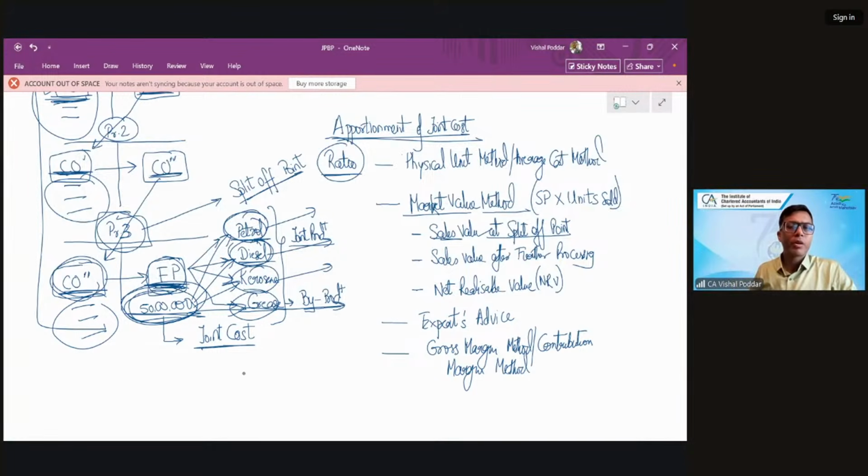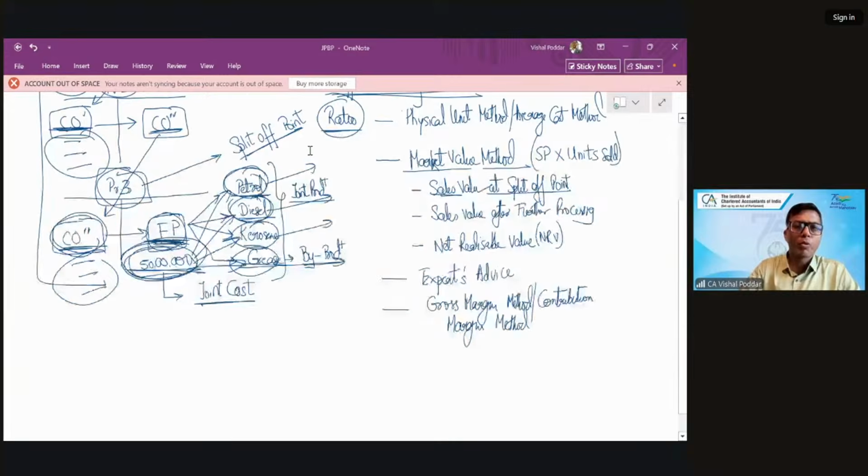And once you got the products, you are selling it immediately. So this is the first option. The second option is, many times you have this option of further processing it. What is further processing?